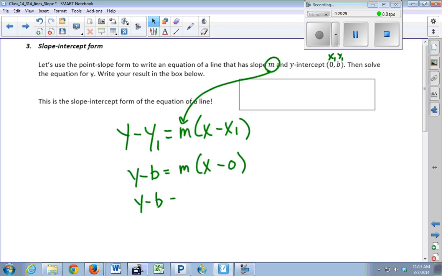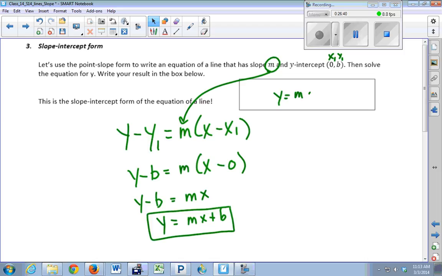Y take away b equals mx. Add b to both sides, and there is my slope-intercept form of a line. A lot of people think the slope-intercept form is the equation, but really it's a derivative. You derive it from the point-slope form. Again, we use this letter b to represent the y-intercept, the y coordinate of your y-intercept, because x is 0. And again, this is another form of a line.